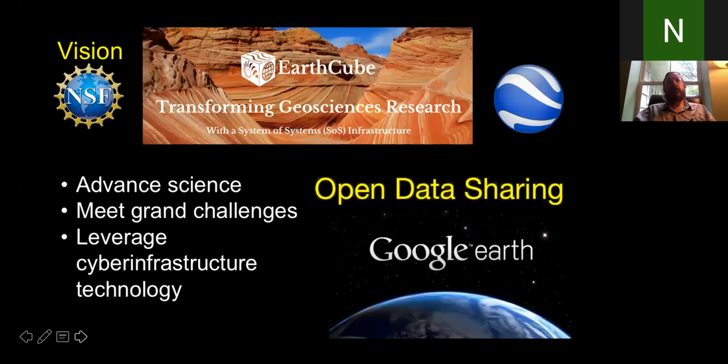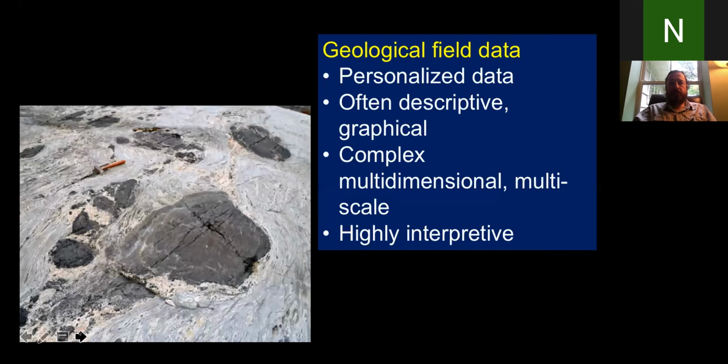In cases when communities have gone to sharing data, they've opened up whole avenues of research that they didn't expect to see, and we anticipate that we'll see this kind of opening up as well. The geological field scientists have sort of lagged behind. A lot of it is because our data is difficult. We don't have instrument-based data. Rather, our data is personalized, it's often descriptive, it's graphical, it's complicated, and it's highly interpretive. And those have made it difficult to get it into a digital database.